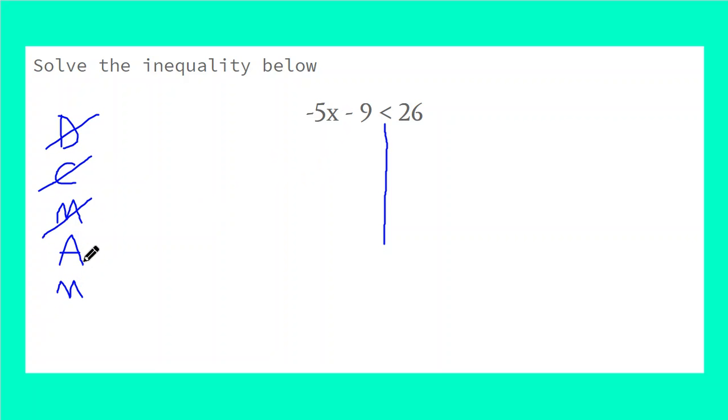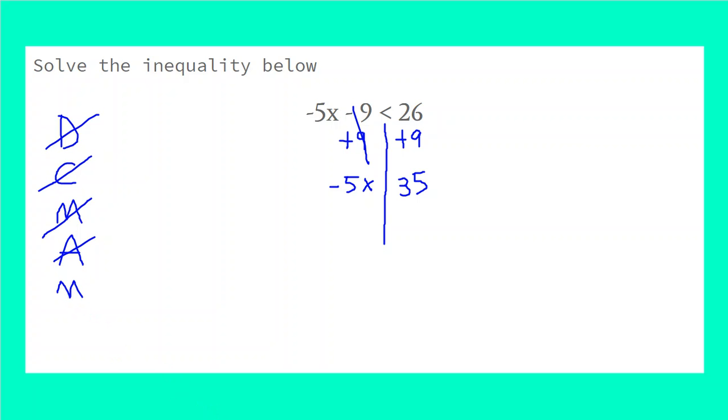So now I can add or subtract. I have to get rid of this negative 9. I'm going to do plus 9 to get rid of it. And whatever I do to one side, I have to do to the other side. So 26 plus 9 would be 35. And then I can bring down this negative 5x that's on the left side. And I'm done with my add or subtract step.